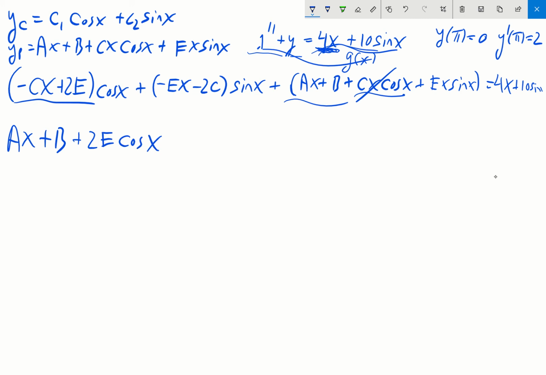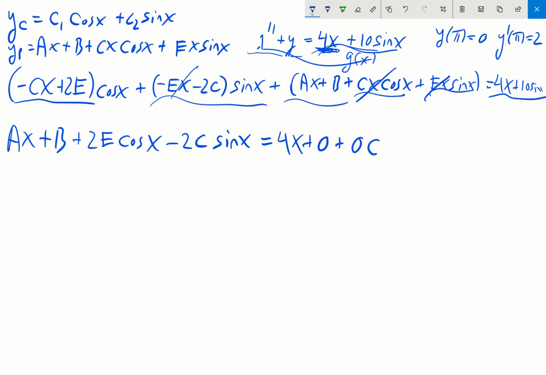But then something similar happens here. If you try to combine the sine of x terms, we have a negative ex minus 2c sine x plus an ex sine x. The positive ex and the negative ex will cancel, and so we're going to be left with a negative 2c sine of x is equal to, I'm going to be very explicit here, 4x, there's no constant term, there's no cosine of x term, but then we have a 10 sine of x. And now what we're going to do from here is, again, equate coefficients.